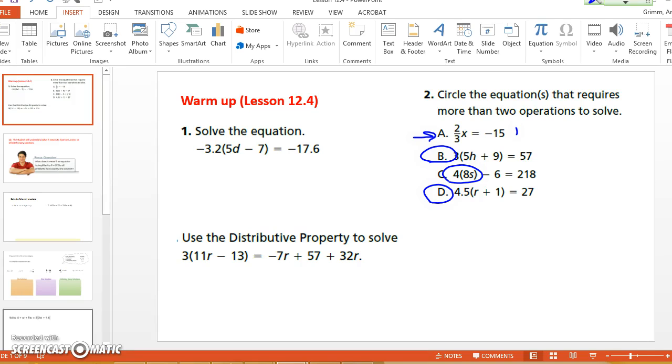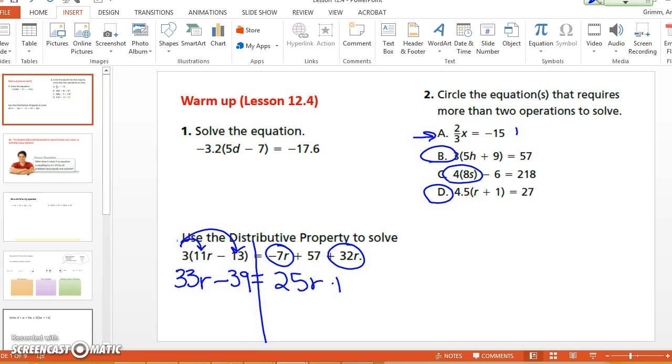Okay, next one. All right, this is one that threw last hour a little bit, so make sure you watch as I go through it. Okay, so we have 3 times 11 is 33r, minus 3 times 13 would be 39, equals, now I have negative 7r and a positive 32. I need to put those two together, and that would be a positive 25r.